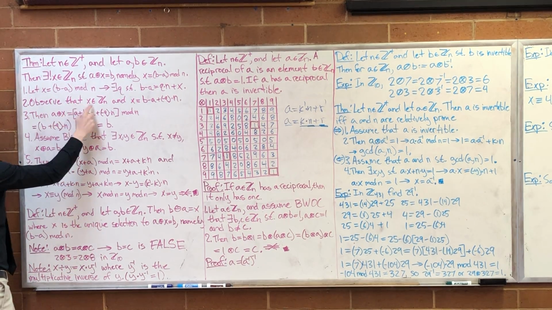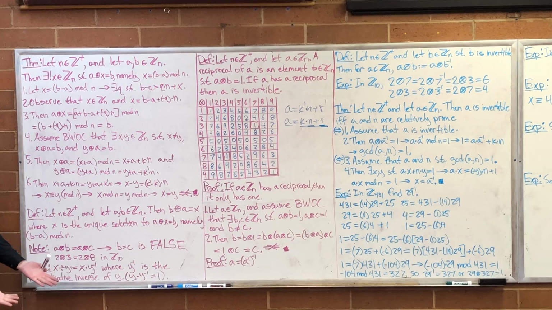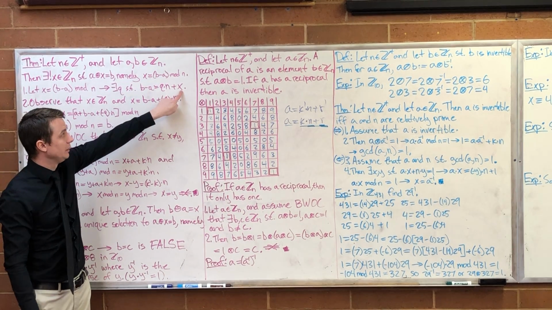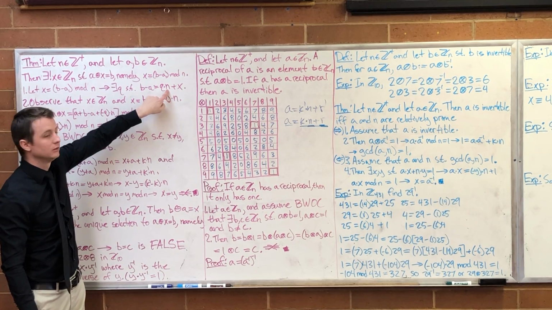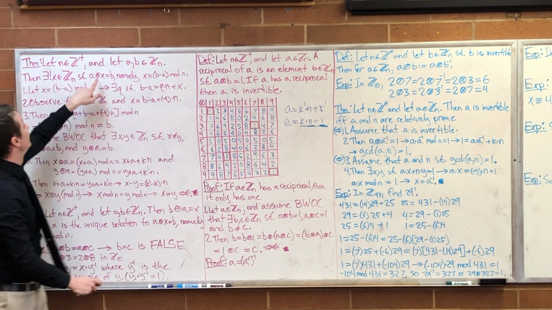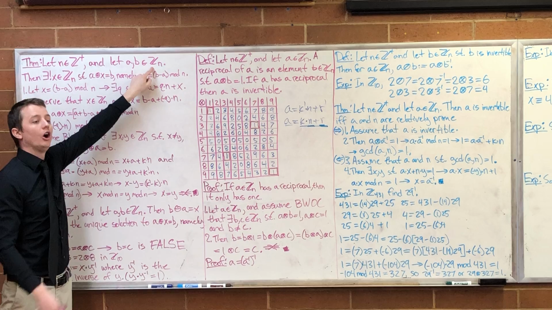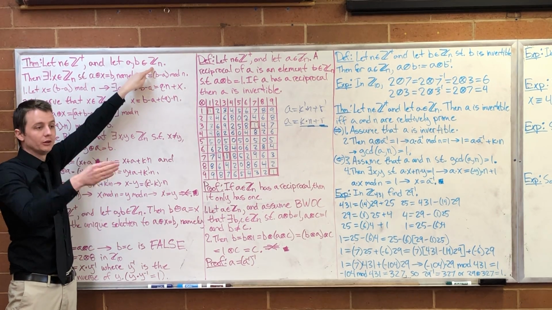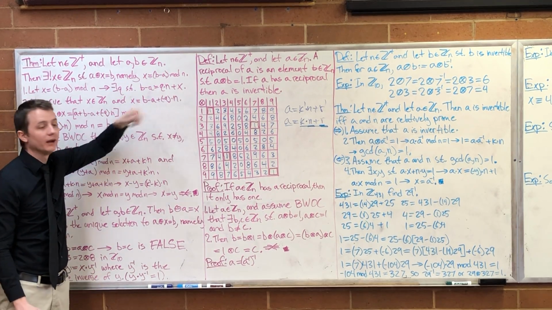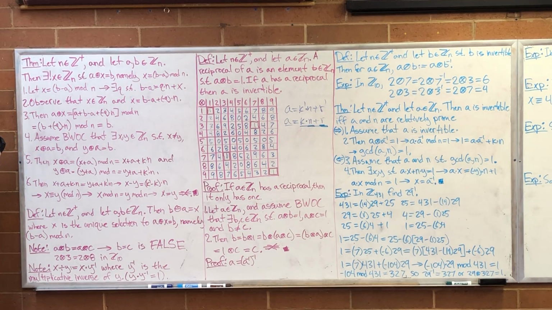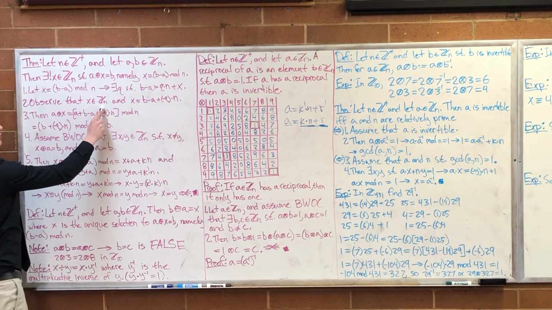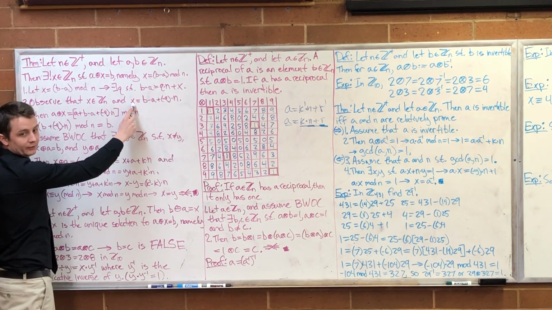So, observe that x is in Zn. How do we know x is in Zn? It has to be between 0 and... Yeah, it's the remainder. It has to be between 0 and n. That's exactly what Zn is: all the natural numbers from 0 to n, not including n. So x is in there. Good so far? Okay.